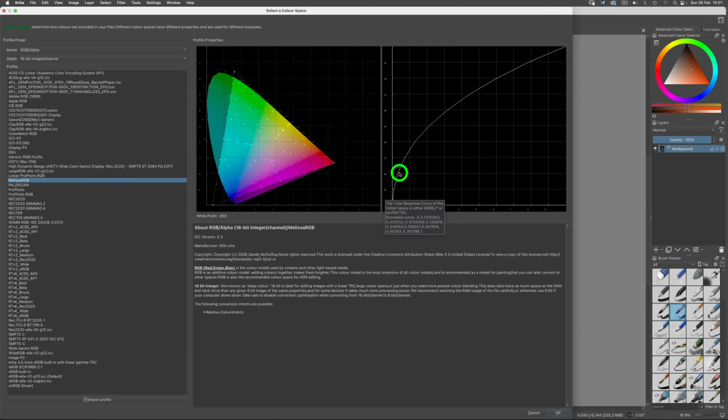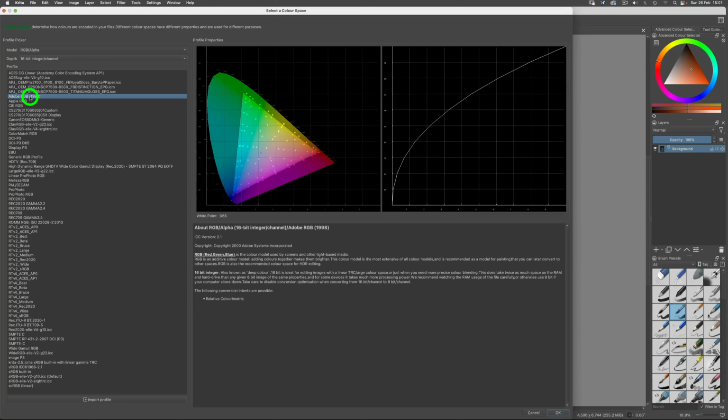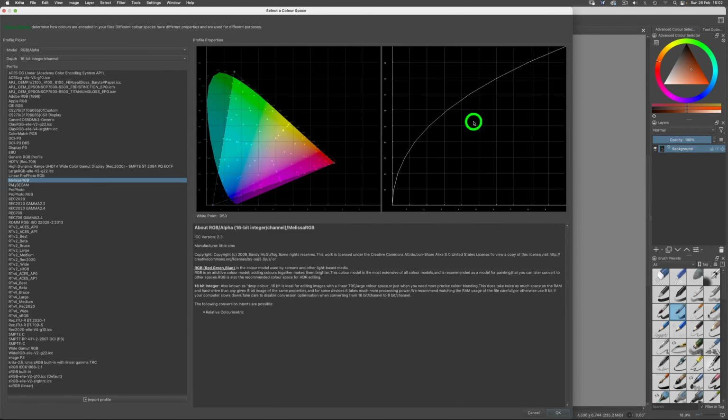This is the sRGB tone curve, even though it says Melissa. It is the sRGB tone curve, which everybody says is 2.2, and it equates to an overall gamma of 2.2. But if I switch to Adobe RGB, you see the little subtle changes in the tone curve. That is a gamma 2.2 tone curve. And if I come to Melissa RGB, watch the change in the curve. See it? That is the sRGB tone curve.